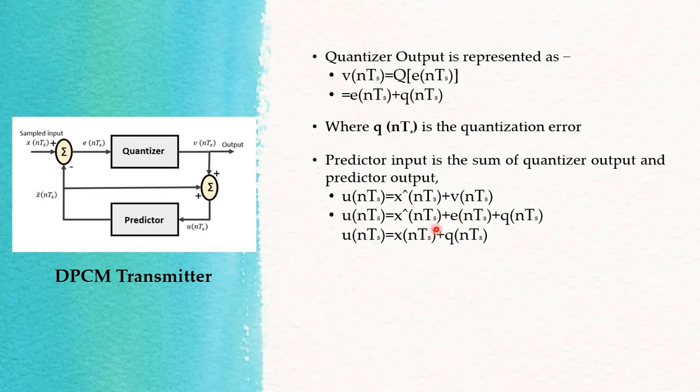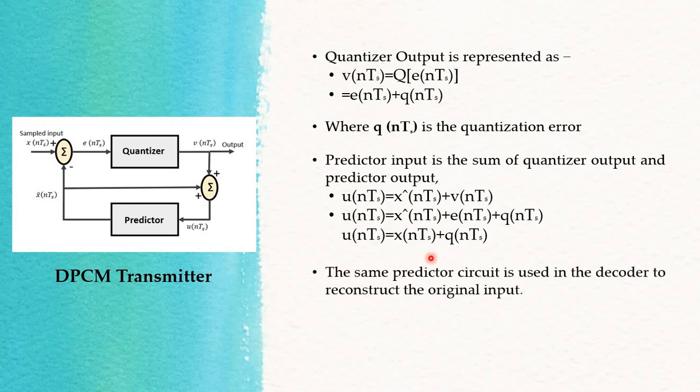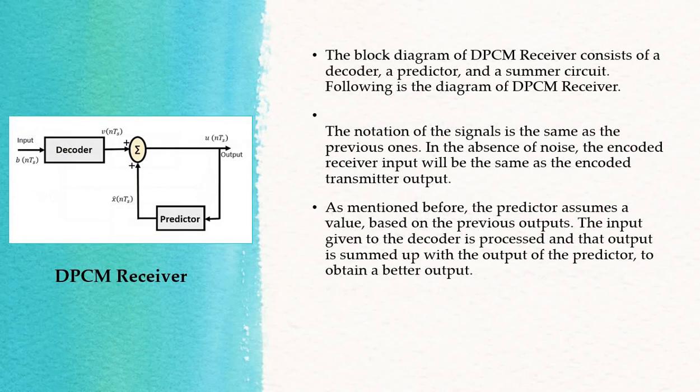Now these values are put over here, and from that we come to know that the predictor input u(nTs) is x(nTs) plus q(nTs), because this x bar plus the e signal will generate the x signal. Therefore x bar plus e(nTs) is the x(nTs) signal. And the same predictor circuit is used in a decoder to reconstruct the original input.